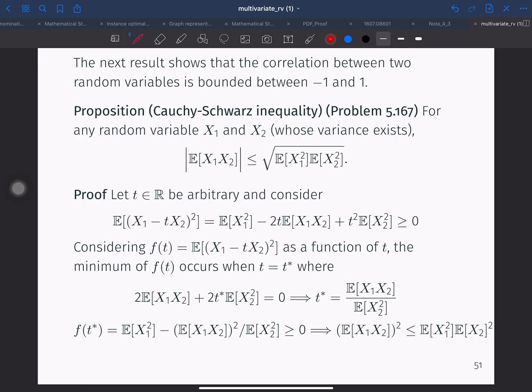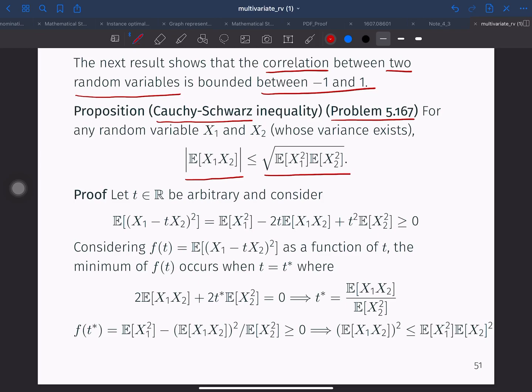So now we come to show the previous claim, that the correlation between 2 random variables is always bounded between minus 1 and 1. And this is a simple consequence of what is known as the Cauchy-Schwarz-Bunyakovsky inequality. You can take a look at problem 5.167 of your textbook for another proof of this result. The Cauchy-Schwarz inequality says that the expected value of x1 times x2 in absolute value is less than or equal to the square root of the product of the expected value of x1 squared and the expected value of x2 squared.